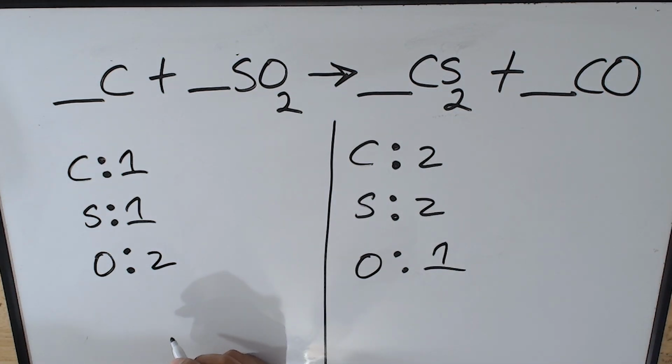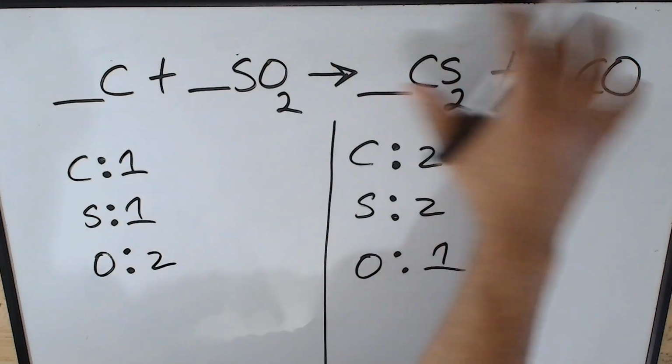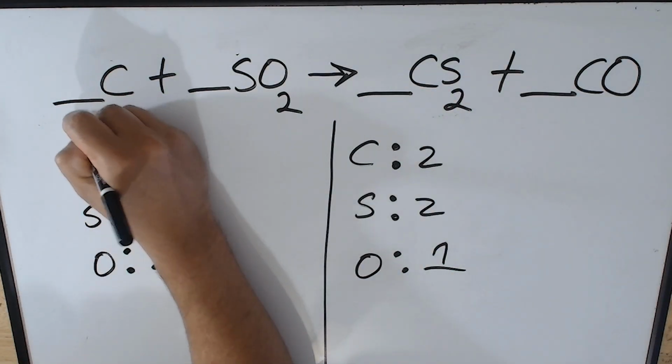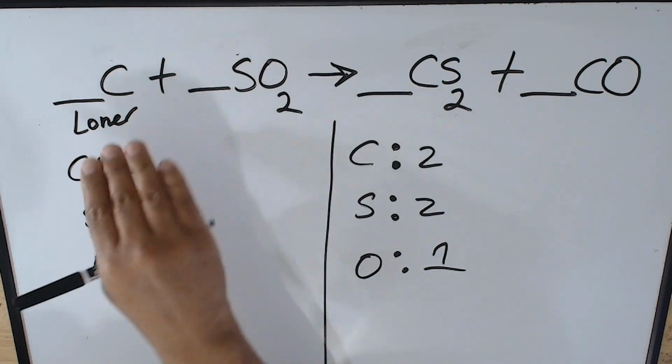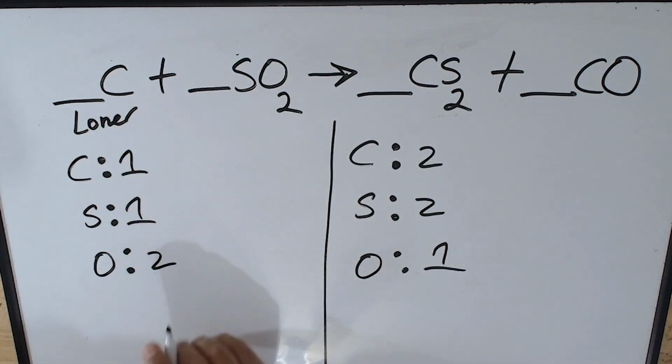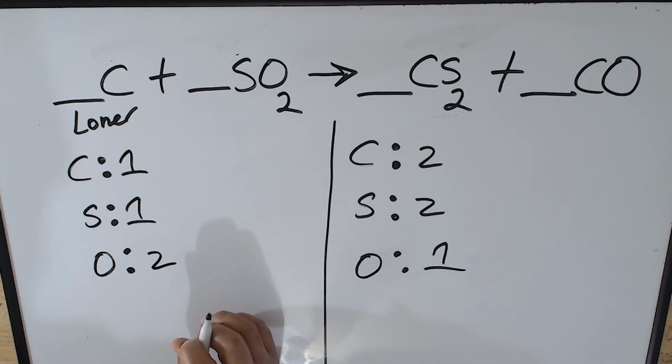Next, we need to identify the loner, and that is the one that is not part of a compound. So in this chemical equation, that would be carbon. And we're going to balance that one last. It likes to be by itself. It's the loner.